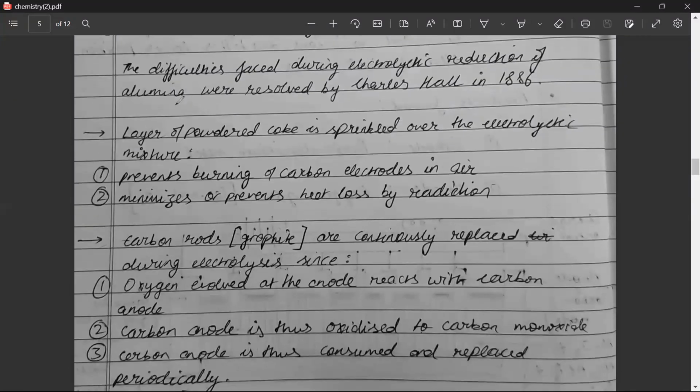They are applied because it prevents burning of carbon electrodes in air and prevents heat loss by radiation. Carbon rods or graphite are continuously replaced during electrolysis, since oxygen evolved at the anode reacts with the carbon anode, because oxygen is very, very reactive. The carbon anode is thus oxidized to carbon monoxide or carbon dioxide. The carbon anode is thus consumed. This is a very important keyword, do mention it in the exam. The carbon anode is thus consumed and replaced periodically.